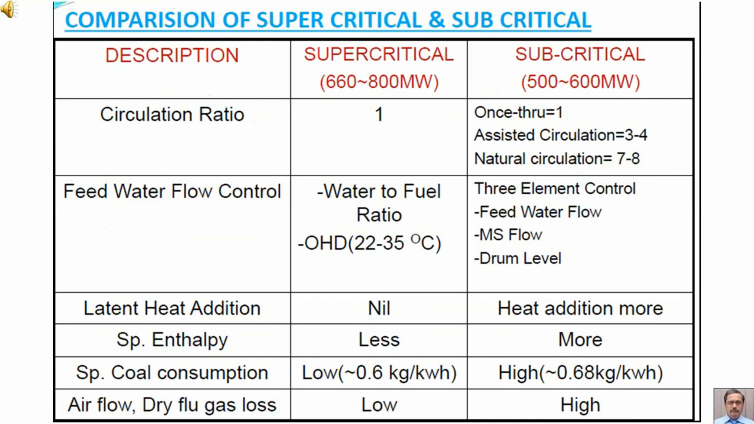Here is a chart showing comparison of supercritical and subcritical steam generation. The main point to be noted here is the specific coal consumption. In case of supercritical, it is low, that is around 0.6 kg per kilowatt hour. In case of subcritical, it is high, of the order of 0.68 kg per kilowatt hour.